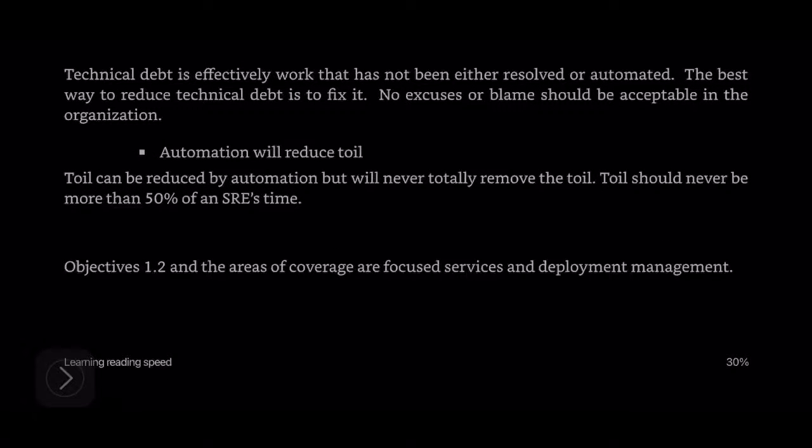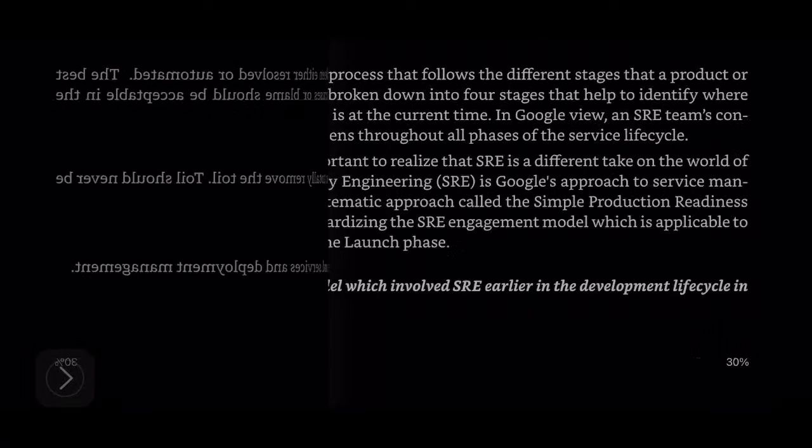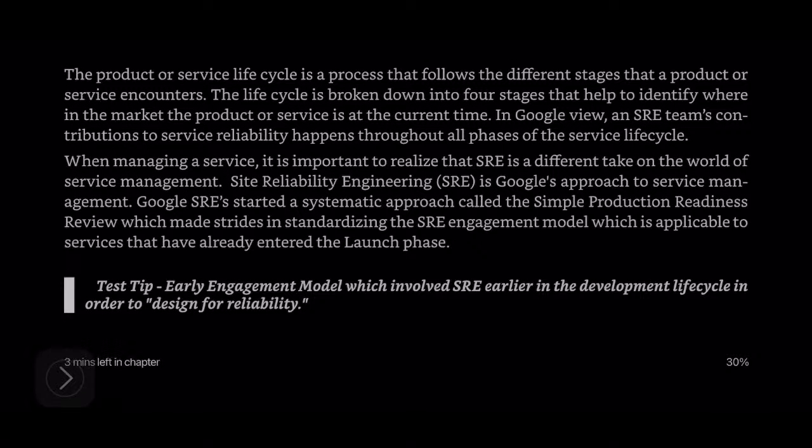Objective 1.2 and the areas of coverage are: focus, services and deployment management. The product or service lifecycle is a process that follows the different stages that a product or service encounters. The life cycle is broken down into 4 stages that help to identify where in the market the product or service is at the current time. In Google's view, an SRE team's contributions to service reliability happen throughout all phases of the service lifecycle.